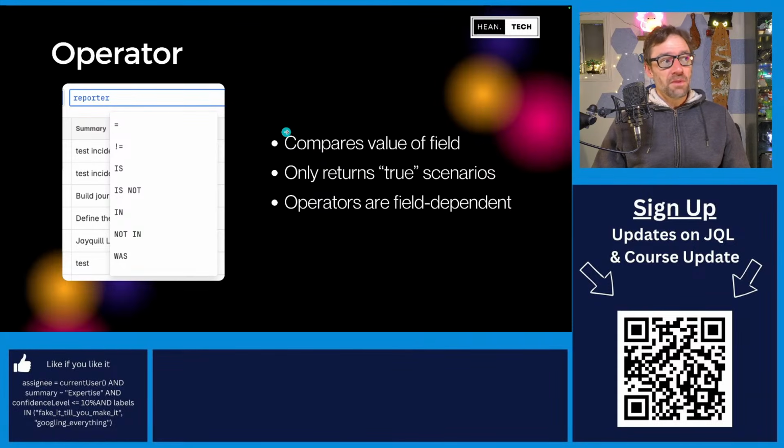Now they compare the value of the field to whatever you're looking for, and it only returns true scenarios. So where it's true that reporter equals Rob, give me those. Where it's true that reporter does not equal Rob, give me those. The in and not in operators are important. They allow us to do multiple values. For example, if I'm looking for the reporter equals Rob, I would use equals. But if I need reporter equals Rob or the reporter equals Kythra, I couldn't use equals because that's a single value. I would use in. Reporter in Rob, comma, Kythra.